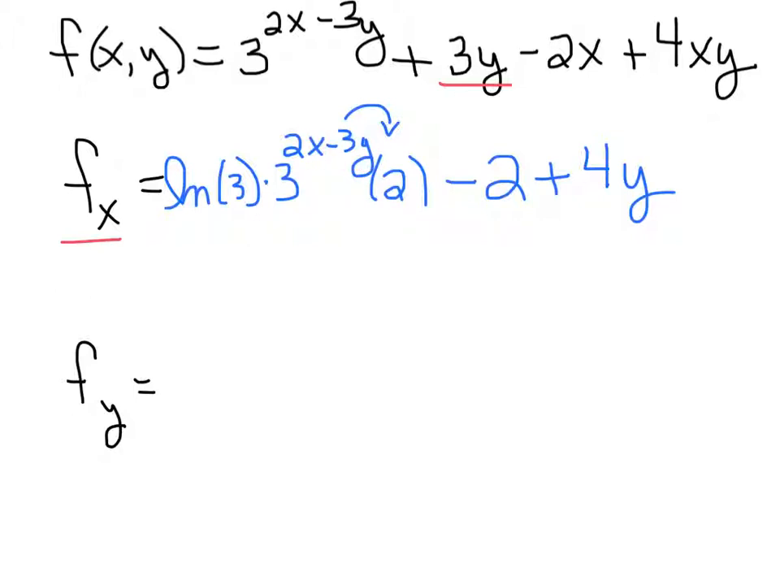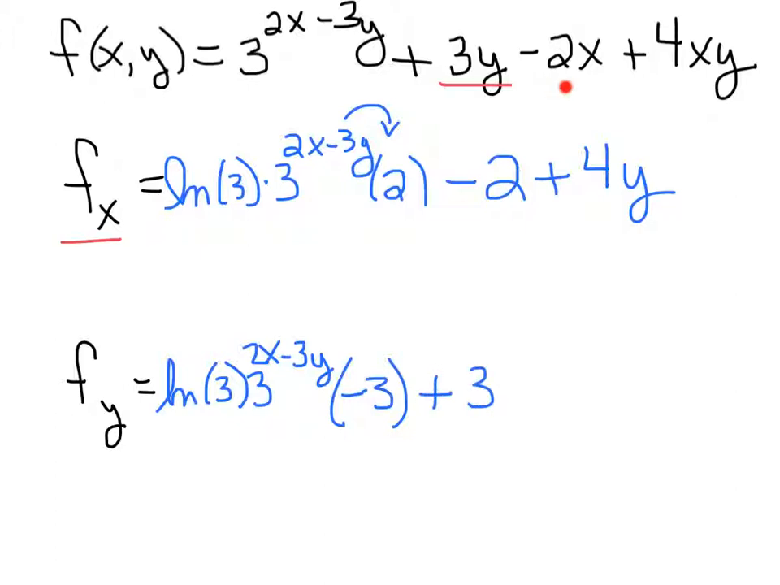So let's take a look at that. It's the natural log of 3. Keep the term as it is, 3x minus 3y. Chain rule out the derivative of that exponent. Sorry, there was a 2 there. 2x is a constant. The derivative of a constant is 0. Then take the derivative of that second term, minus 3y. The derivative of minus 3y with respect to y is minus 3. And then we go on to the next term, positive 3y. With respect to y, the derivative is just that coefficient.